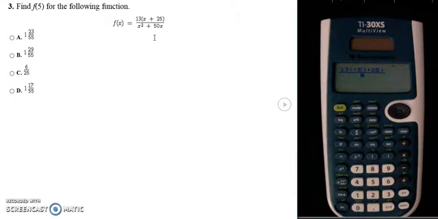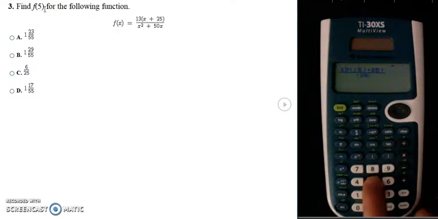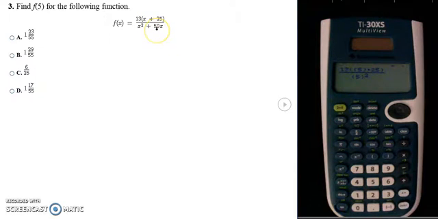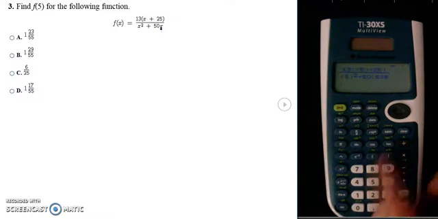And then I see first I have an x squared, so that means I'm going to put the 5 in parentheses and square it. So parenthesis 5 parentheses squared. And then I have a plus 50, and then I see I have another x, so I'm going to put a parenthesis 5 there.